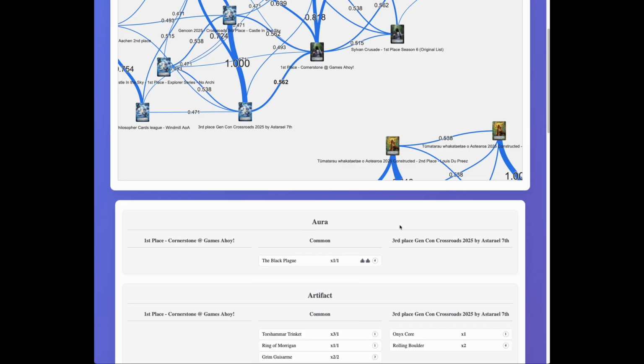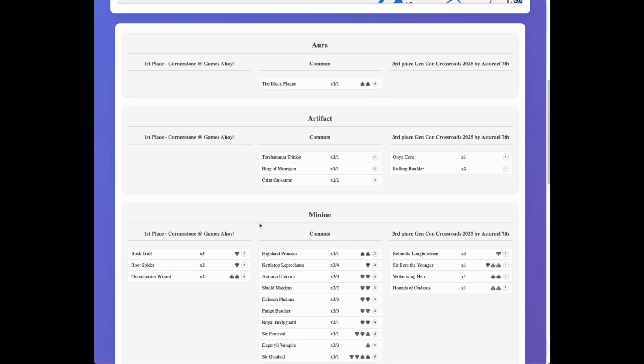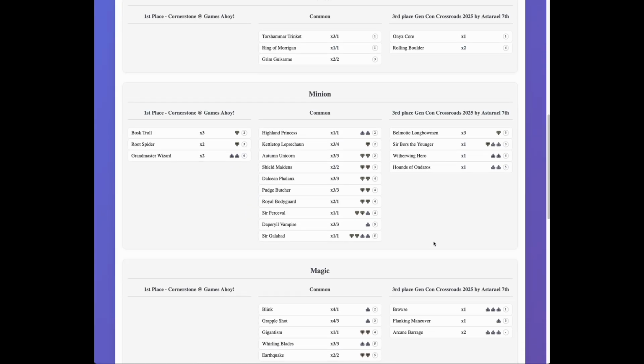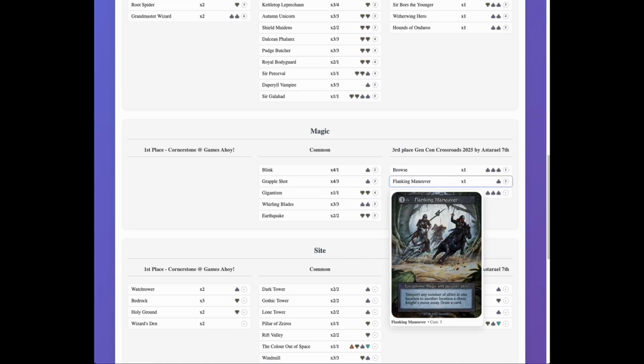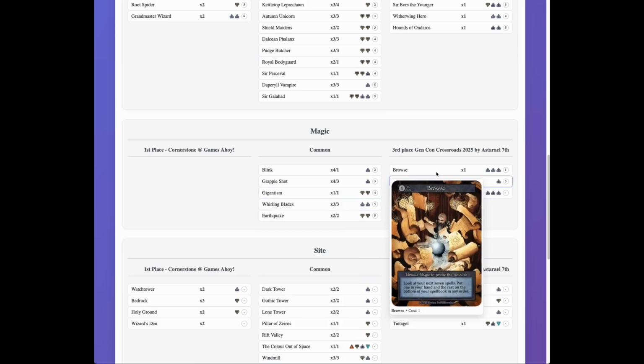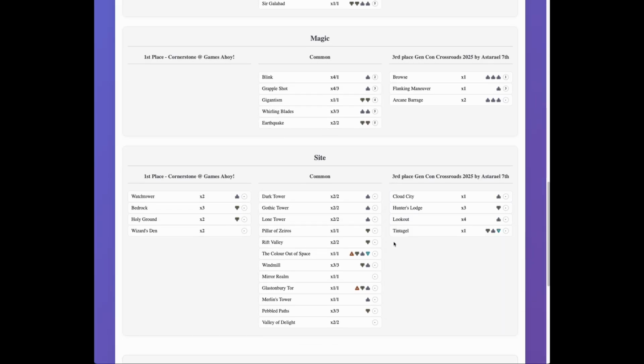So then if we look at these 2, the first place in Cornerstone and 3rd place at Gen Con. So this is the avatar of air, and this is the Druid. And we scroll, we see there is a lot of similarity in the minions. There's a lot of similarity overall, but in the minions you can see where the differences are. The magic, it's drop some counts, add some variety for the deck on the right. And then the sites are largely similar.